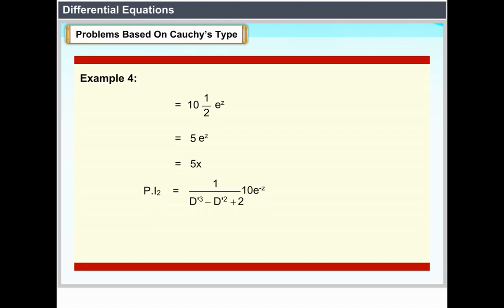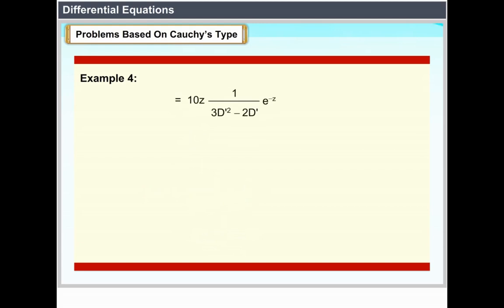PI2 equal to 1 by (D'³ minus D'² plus 2) into 10 into e power minus z, equal to 10 into 1 by (minus 1 plus 2)... Here our ordinary method fails. Equal to 10 into z into 1 by (3D'² minus 2D') into e power minus z, equal to 10z into 1 by (3 plus 2) into e power minus z, equal to 10 into e power minus z into z, equal to 10 into x power minus 1 into log x, equal to 10 by x into log x.